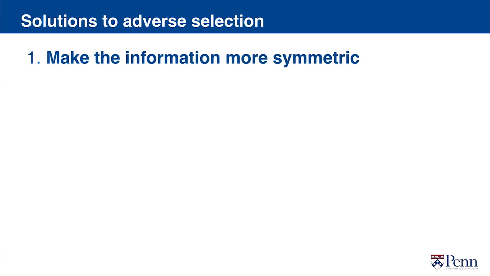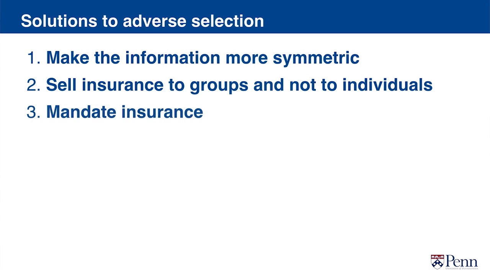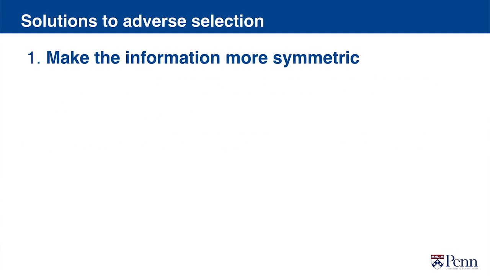So what are the ways to deal with adverse selection in practice? There are 4 main solutions. Make the information more symmetric, sell insurance to groups and not to individuals, mandate insurance, or offer multiple insurance contracts to separate high and low risk individuals. The first approach would be to make the information more symmetric.